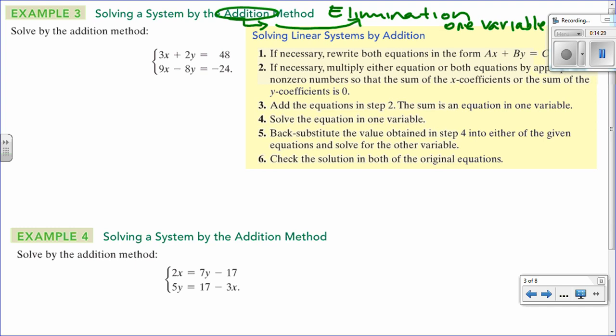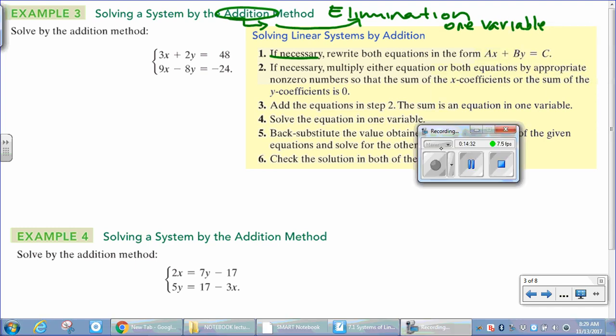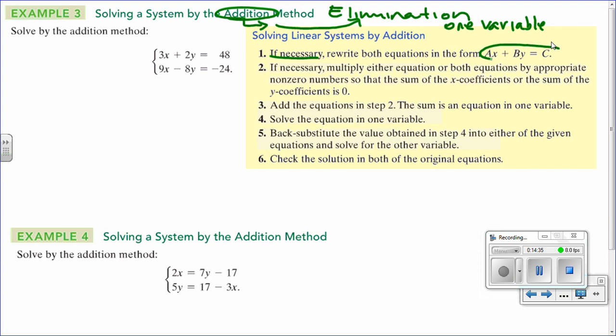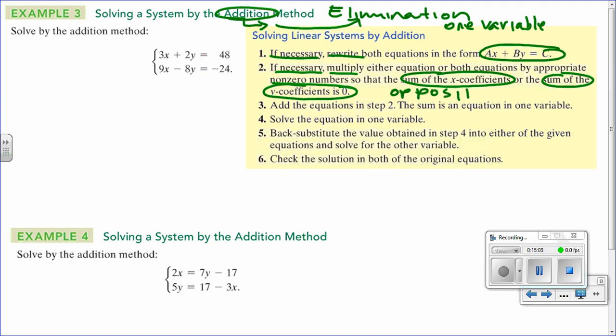So step number 1, if necessary, sometimes it's not necessary, you need to write your equations in standard form. Step 2, you will sometimes have to multiply either equation or both by a non-zero constant, so that the sum of the coefficients is 0, either the sum of the y coefficients or the sum of the x coefficients. In other words, we want opposite coefficients: the same number, opposite sign, positive and negative.